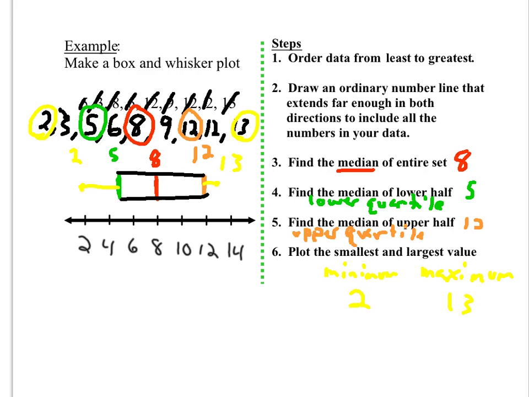So if I were to ask you how much of the data falls below the number 5, we could say that 25% of my data falls below 5, because that's the lower quartile. If I said how much data is above 12, well, that's going to be 25% up here, because 12 is the 75th percentile, and I want to know how much is above it. And 100 minus 75 is 25. So that's kind of how we can make a box and whisker plot and use it to represent our data in a good visual representation. So let's go on and do a couple more things with these.